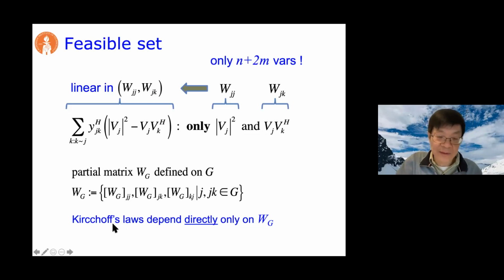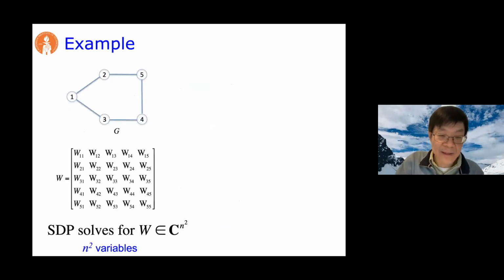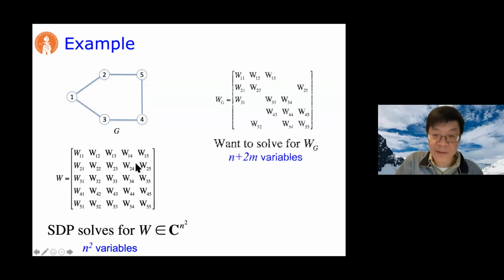Okay. One thing to note is that the Kirchhoff laws, which are the powerful equations that eventually give rise to these constraints, depend on this matrix W only through its partial matrix Wg. It doesn't depend on the off-diagonal entries that do not correspond to edges in G. So that's the important thing. Pictorially, it looks like this. For SDP, we solve for the entire matrix involving n squared variables. But what we would like is to solve for only the partial matrix, which involves only the diagonal entries of W and also the off-diagonal entries that correspond to edges in the graph.